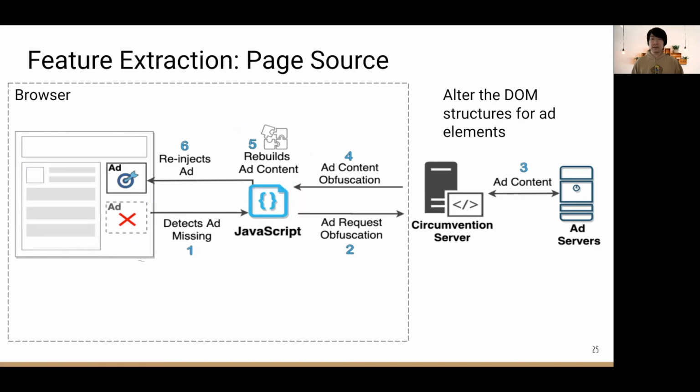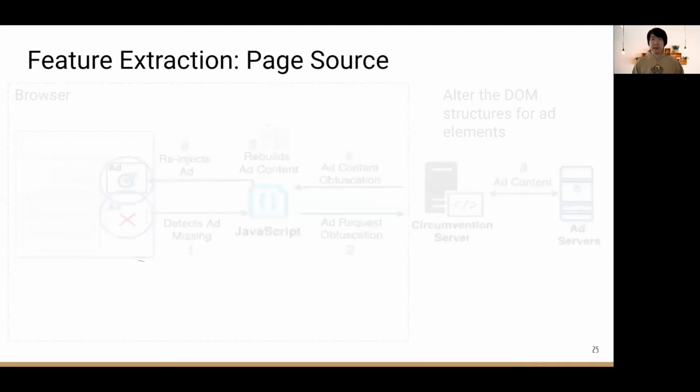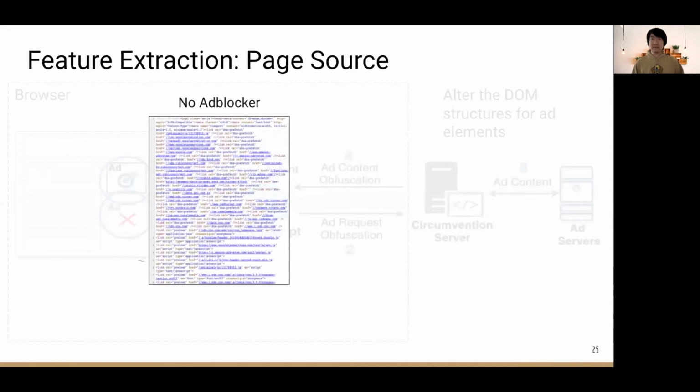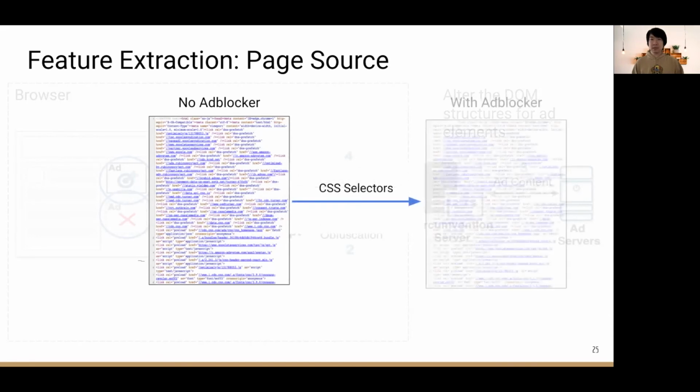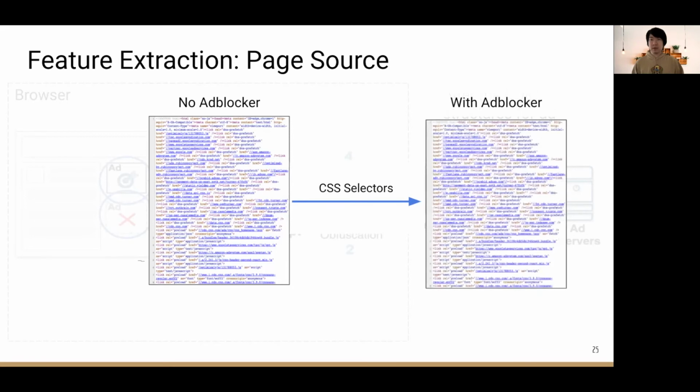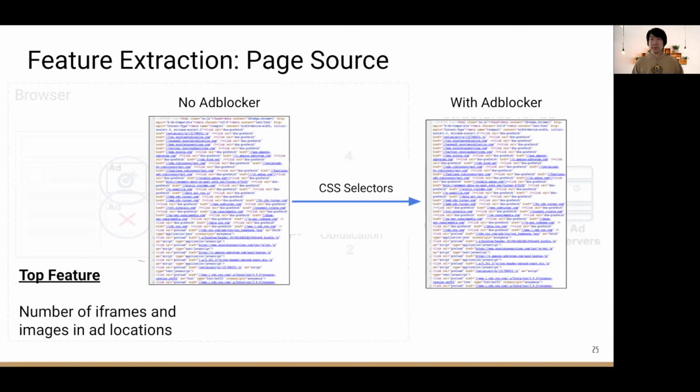Next, recall that new ads are being reinjected onto the page into certain ad locations. To infer whether the reinjection was successful, we rely on our page source data. For example, given a page source for no ad blocker, we identify the locations of third-party iframes. We then dynamically build CSS selectors for those locations and then apply the selectors to the page source of with ad blocker. We then count the number of iframes and images that are still visible to the user within those locations. And in fact, this becomes a top feature. Overall, CV Inspector utilizes 93 different features.